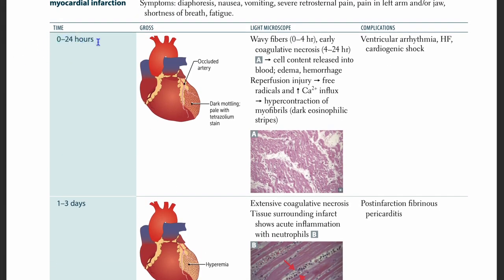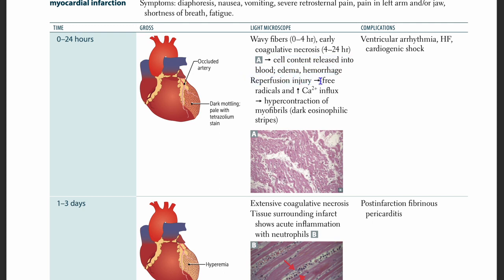0 to 24 hours. So within 24 hours, what will you see in myocardial infarction? You'll see wavy fibers. So you get dark mottling, pale tetrazolium stain, occluded arteries right there. You have wavy fibers at 0 to 4 hours, and then you have early coagulative necrosis, which happens within 4 to 24 hours. The necrosis occurs at that time. Then cell contents are released into the blood, which is going to cause reactions, obviously. Then you have edema and hemorrhage.